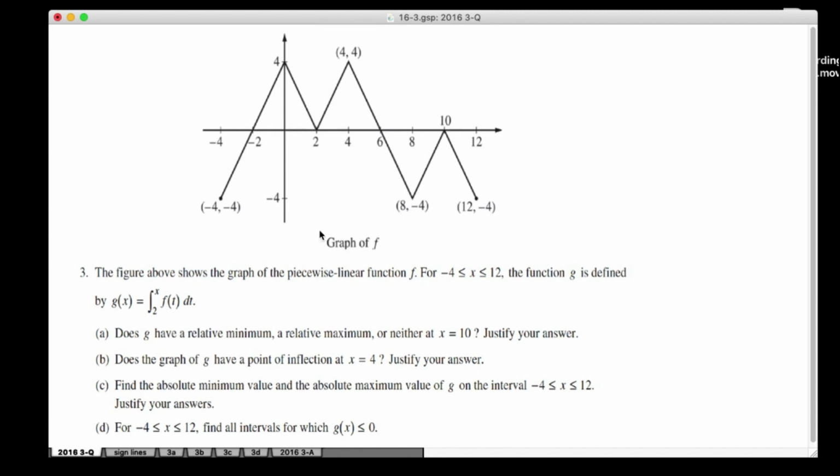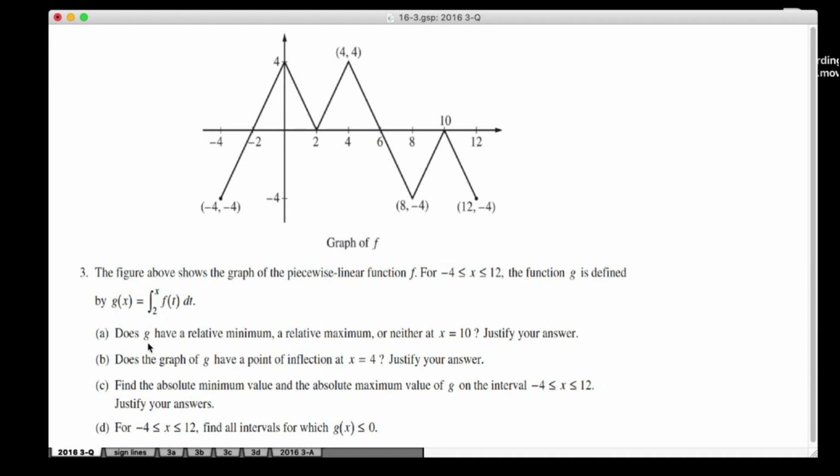Okay, they give us a graph here of f, and they say the figure above shows a graph of a piecewise linear function f from -4 to 12. The function g is defined as the net signed area under the curve of f starting at 2. Okay, that's what this says here.